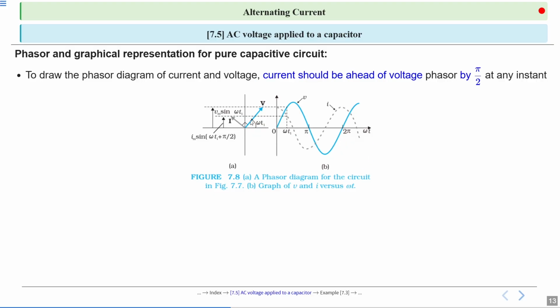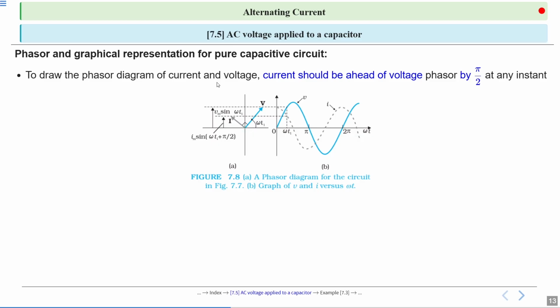If you are drawing V equal to Vm sin omega t, then at any instant t1 this voltage phasor is like that, shown by the blue arrow. It has the phase omega t1, and the projection of this voltage phasor is Vm sin omega t1 at the instant t1.